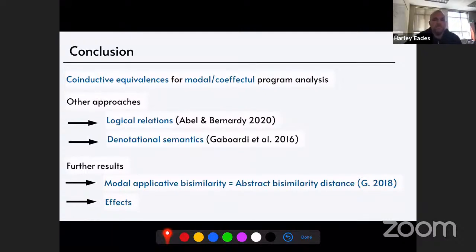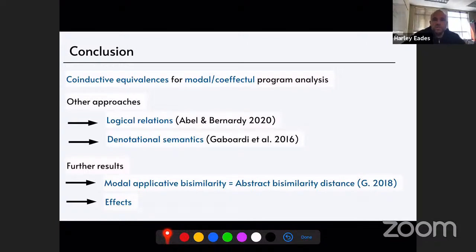Yeah, thank you very much. That was great. I really enjoyed this. I learned a lot. I've been wondering how graded modalities would work with possible worlds, so it was pretty cool to see how you're doing that.